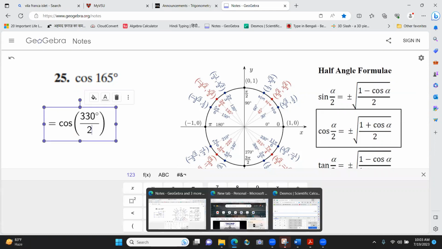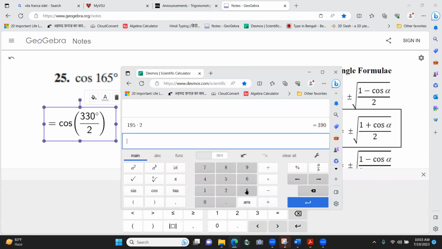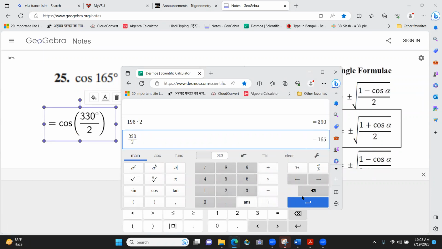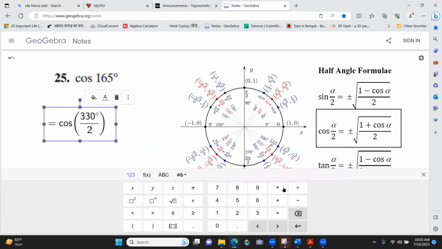Let me quickly double check. 330 divided by 2 is 165. And 330 is a good number. It's a unit circle number right here. That's not a bad thing. And now, very carefully, I am going to choose the cosine alpha over 2 formula, the one in the box on my right, but I'm going to stick a minus sign here. I don't want to make that mistake again, right?